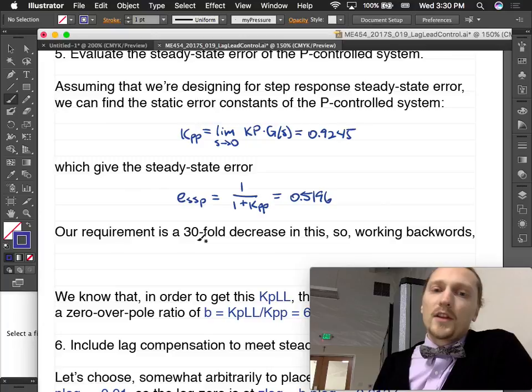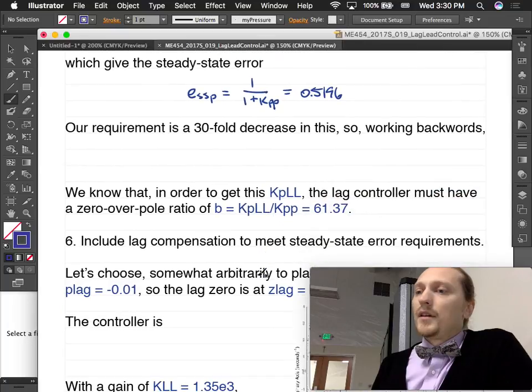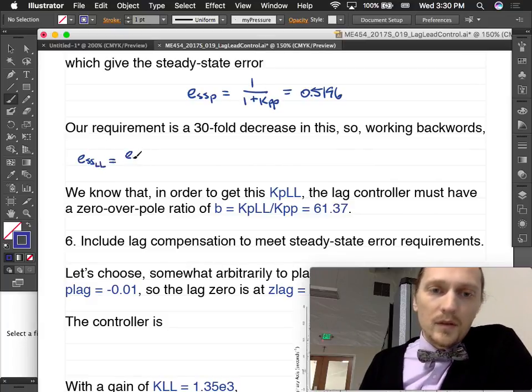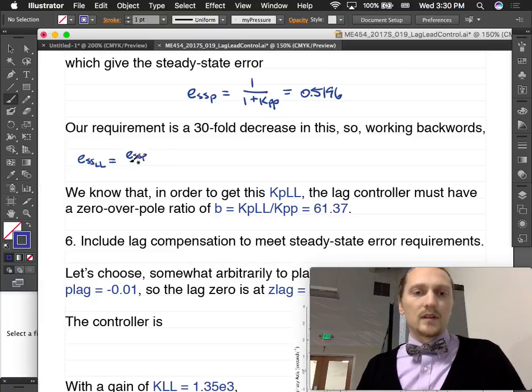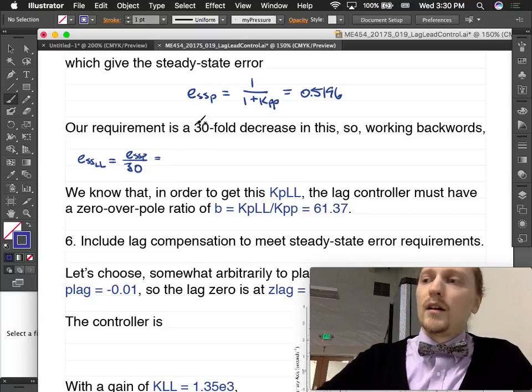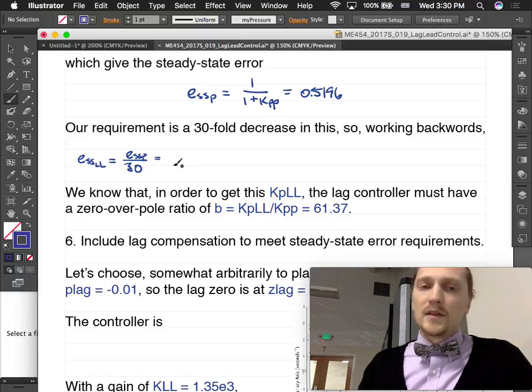But our requirement is a 30-fold decrease in this. So working backwards, we have that the steady state error of the lag lead should be equal to the steady state error of the proportional system divided by 30, right? We want a 30-fold decrease. So we say, okay, if we plug this in there, we need this steady state error to be 0.0174.